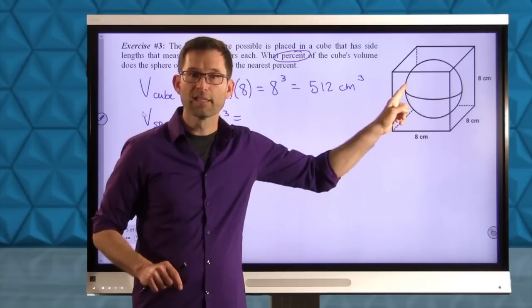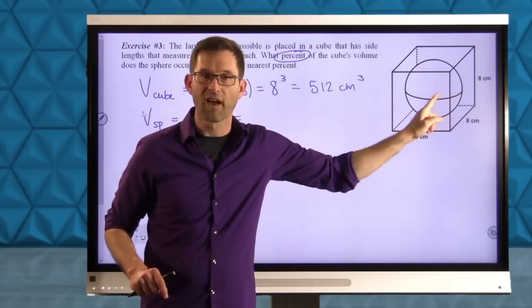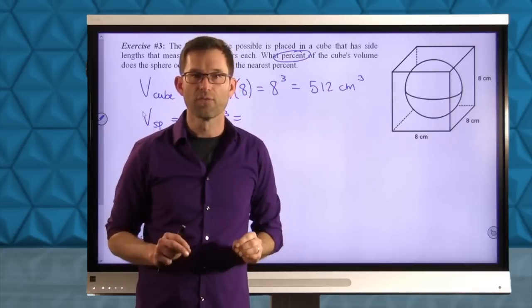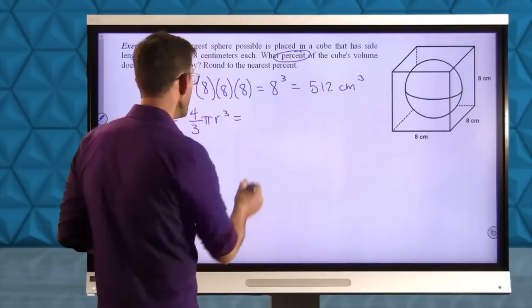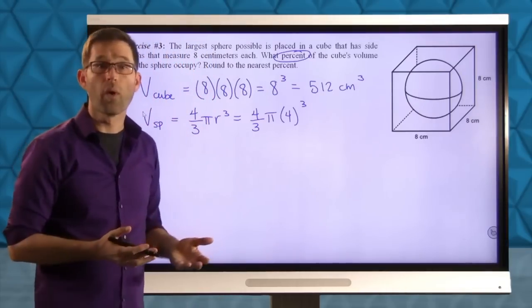Right? And think about that. That's because one part of the sphere touches that side, the other part touches that side, so the diameter of the sphere will be 8 centimeters. The radius of the sphere will be 4. All right? So that will be 4/3 pi times 4 cubed.